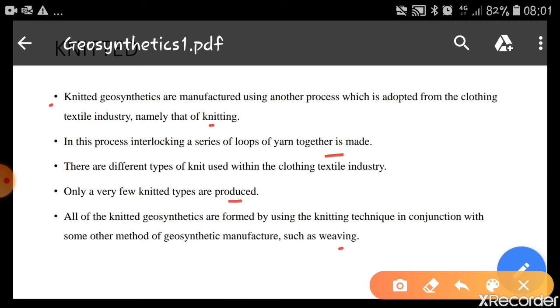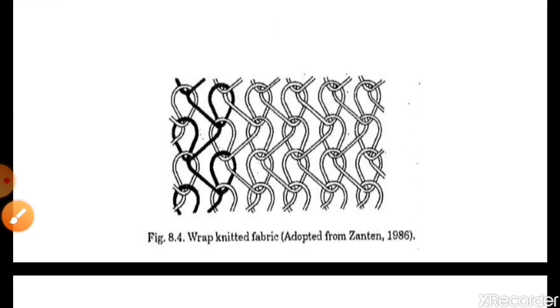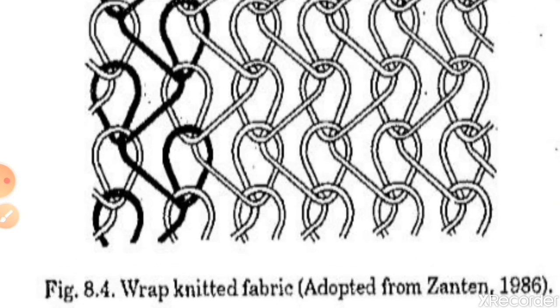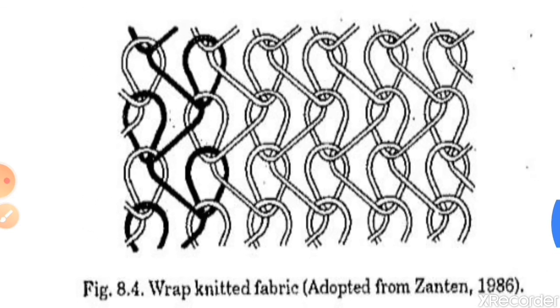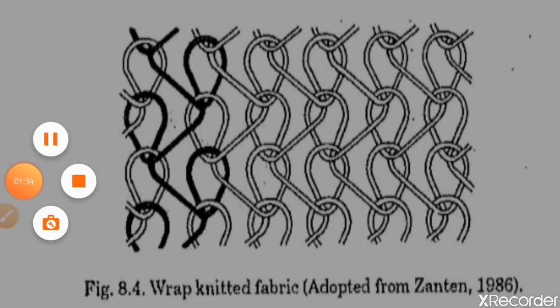So this is one of the other technologies called weaving. You can see in the figure the knitted fabrics and how they are manufactured. The yarns are interlocked with each other so that they give stability to the geotextiles. So this technology is called knitted geotextiles.